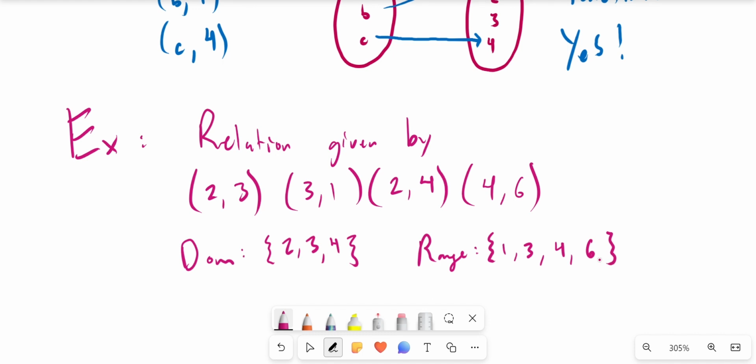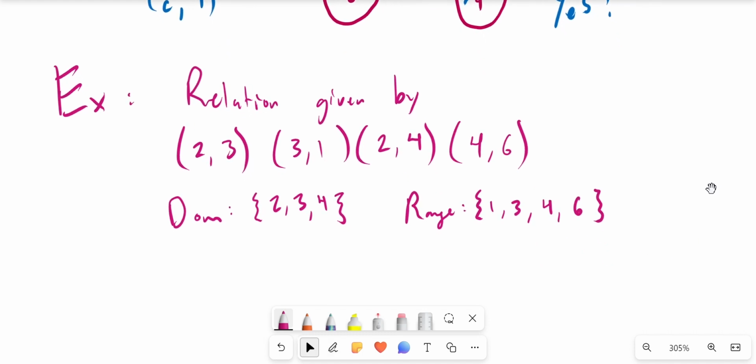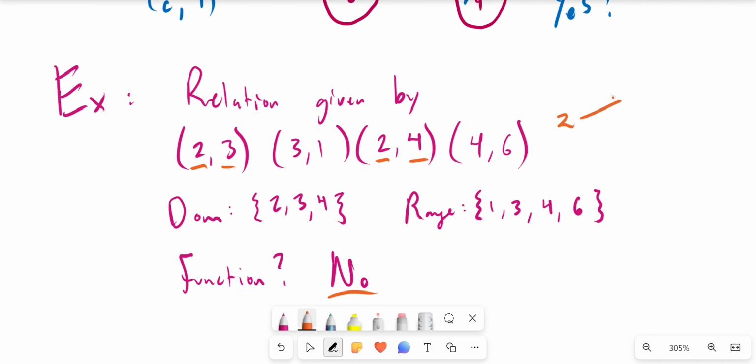Is it a function? No. How do we know it's not a function? It's not a function because there is a value 2 which gets 2 outputs. The value 2 maps both to 3 and it maps to 4. That's not a function.